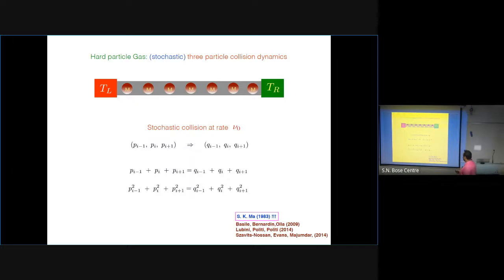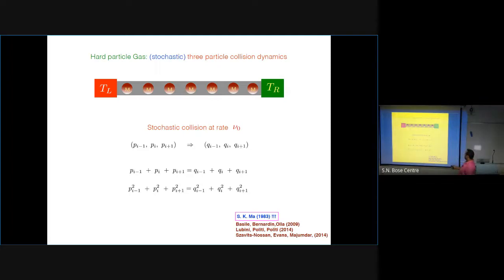This is not the main part of the talk. In this problem we have hard point particles, and even though they look big, they are point particles of the same mass, an ideal gas. In between collisions they just move according to Newton's law. But at some rate, you choose any three consecutive particles and mix their momenta, such that the total momentum remains the same and the total energy remains the same. That is the dynamics.